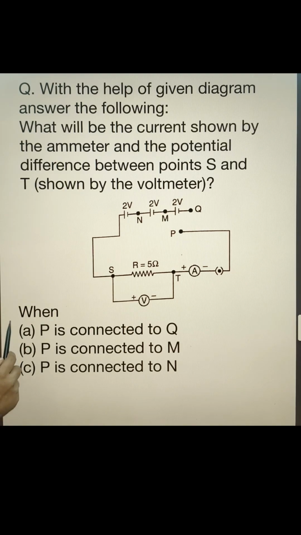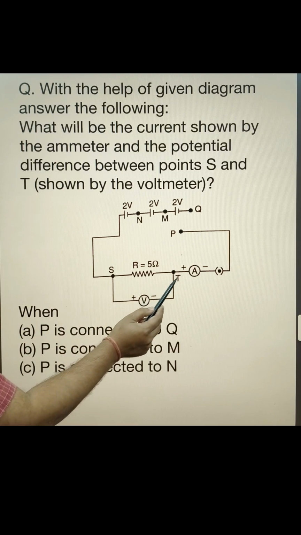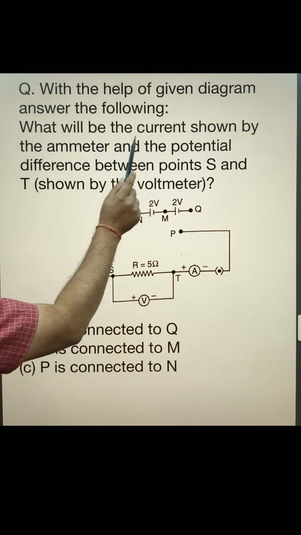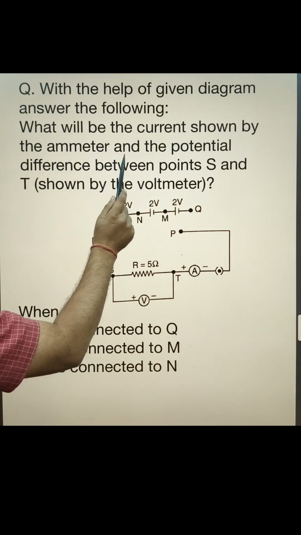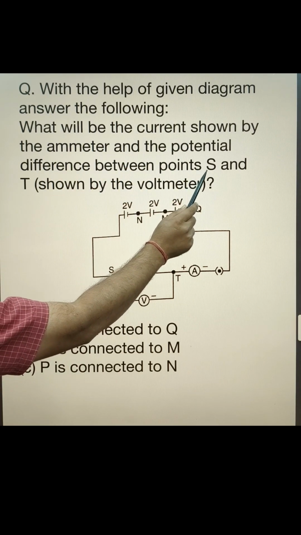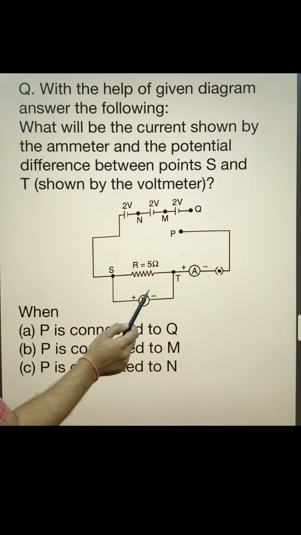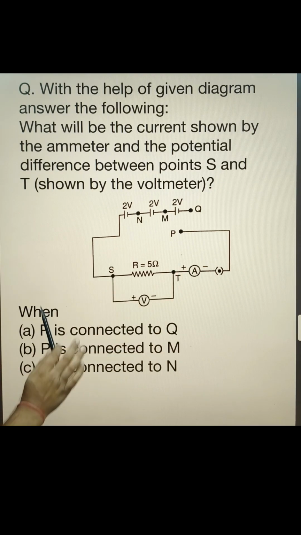Now, question of the day. Our target is to determine the voltmeter reading and ammeter reading. What will be the current through the ammeter and the potential difference between S and T? So basically, determine the voltmeter reading and ammeter reading. First case, if P is connected to Q.